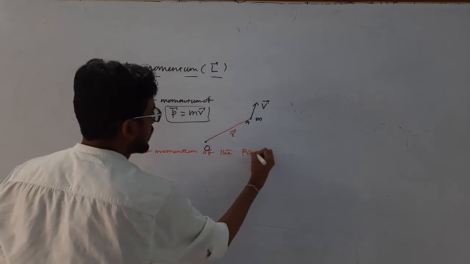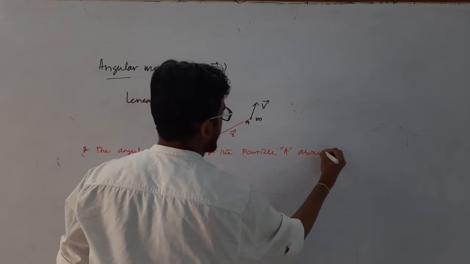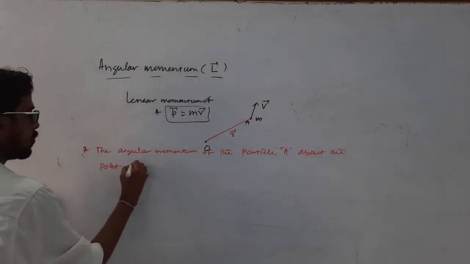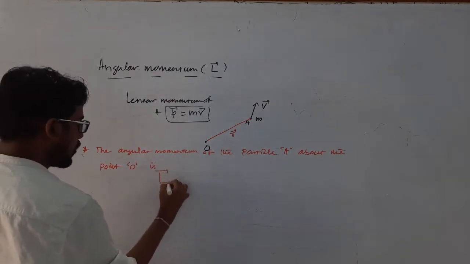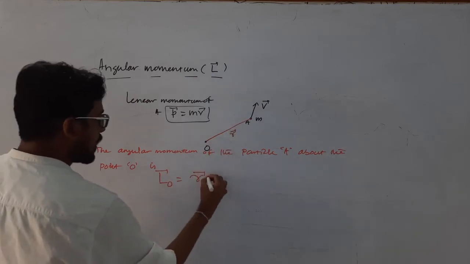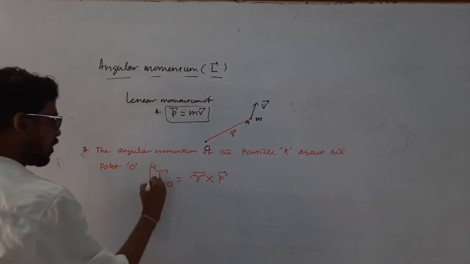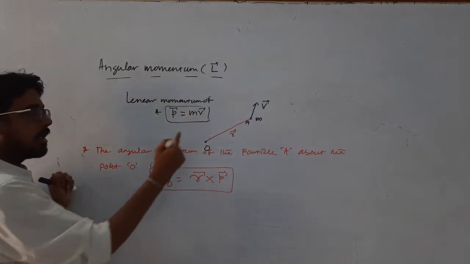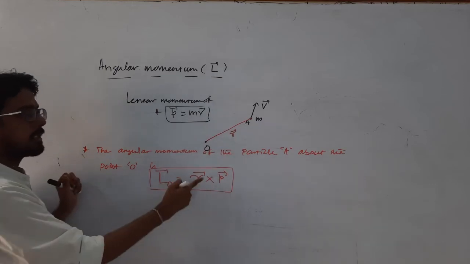Then the angular momentum of the particle A about the point O is defined as the position vector of the particle A cross product with the linear momentum of the particle. Clear? So the angular momentum of a particle which has linear momentum p, that is mv vector, about a point O which has a position vector of the particle r vector, is defined as this much.